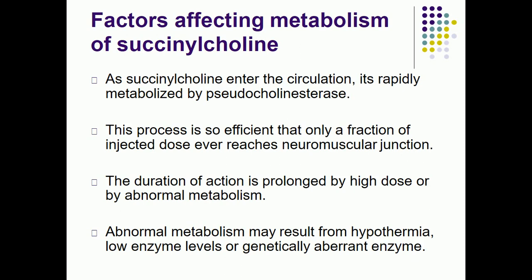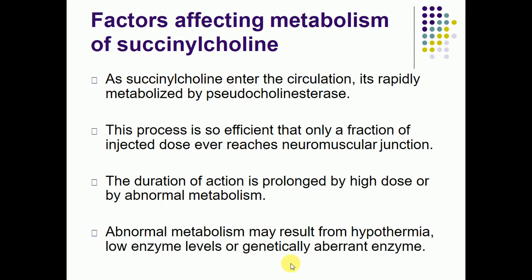Now, what are the factors affecting the metabolism of succinylcholine? As succinylcholine enters the circulation, it is rapidly metabolized by pseudocholinesterase. This process is so efficient that only a fraction of the injected dose ever reaches the neuromuscular junction. The duration of action is prolonged by a high dose or by abnormal metabolism.